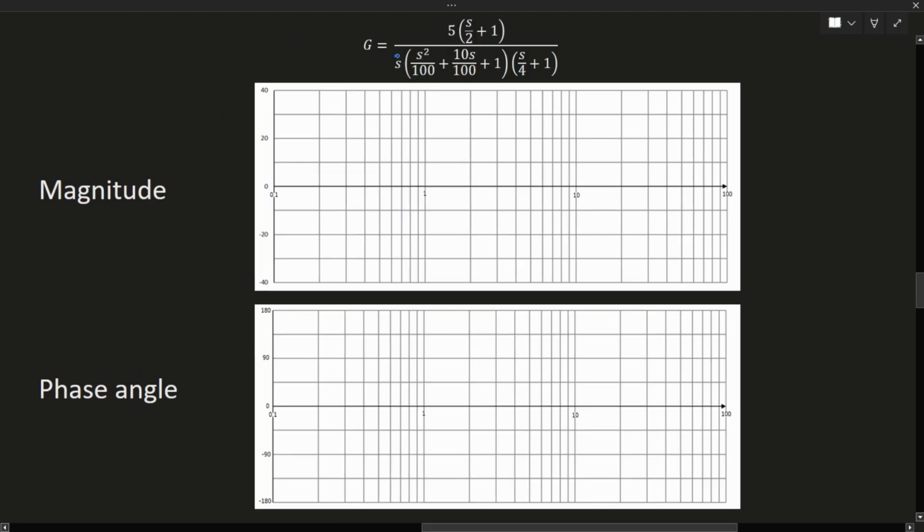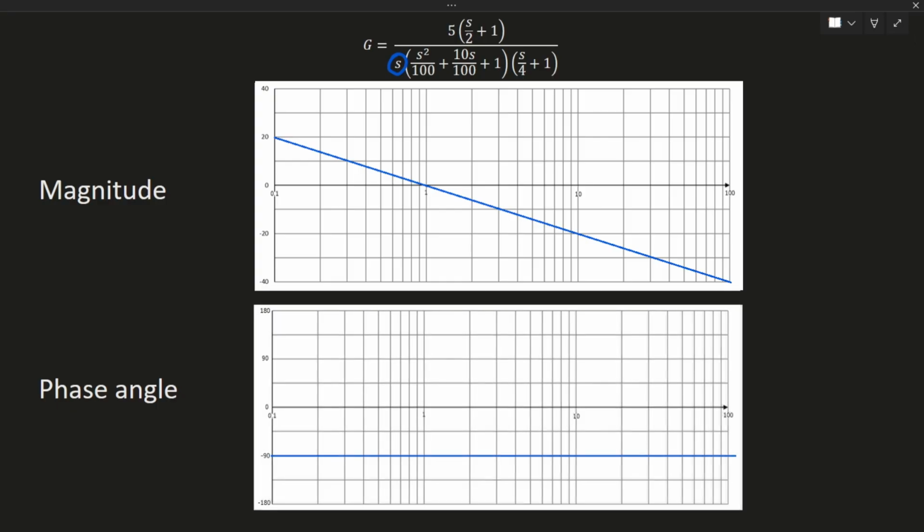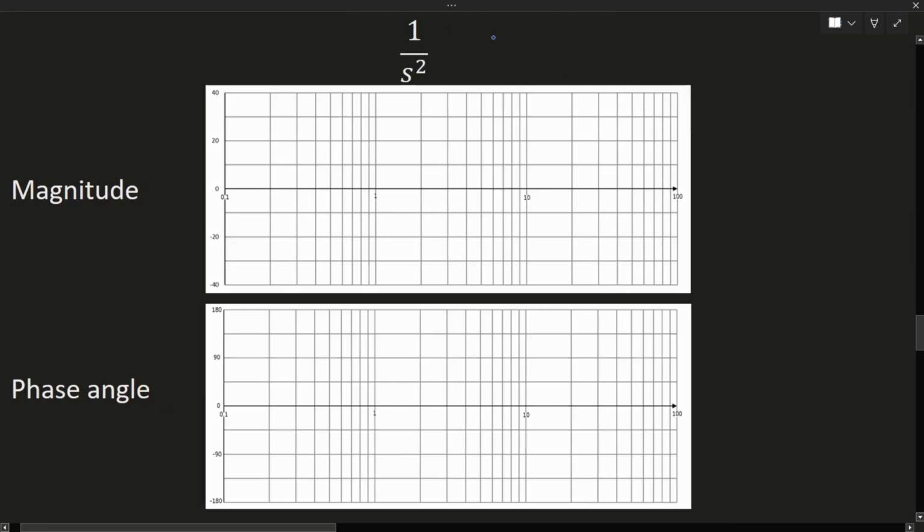So in our example, we do have a 1 over s over here. To take that into account, we take the magnitude at 20, and then we draw a slope of negative 20 decibels per decade. For the phase angle, we just draw negative 90 all across. Now, in your transfer function, if you have 1 over s squared, it's the same thing, except it crosses 1 and 0 for the magnitude, and instead of negative 20, it's negative 40 decibels per decade. It's just a steeper slope. And for the phase angle, same thing. Instead of negative 90, it's double, negative 180 all across.